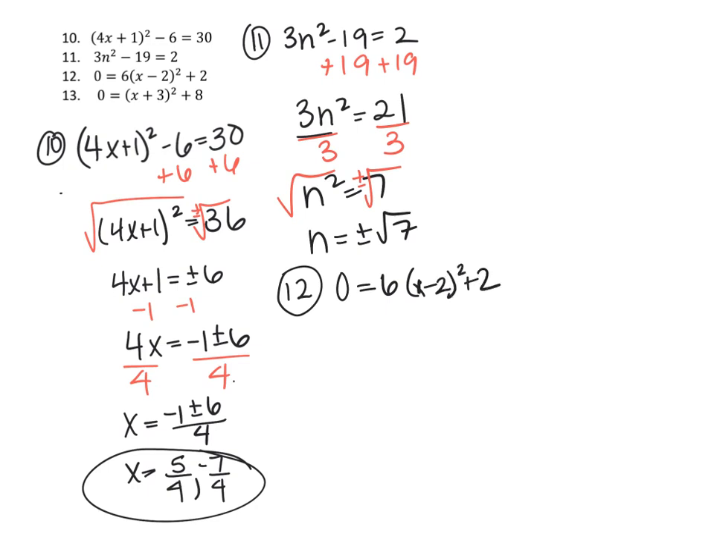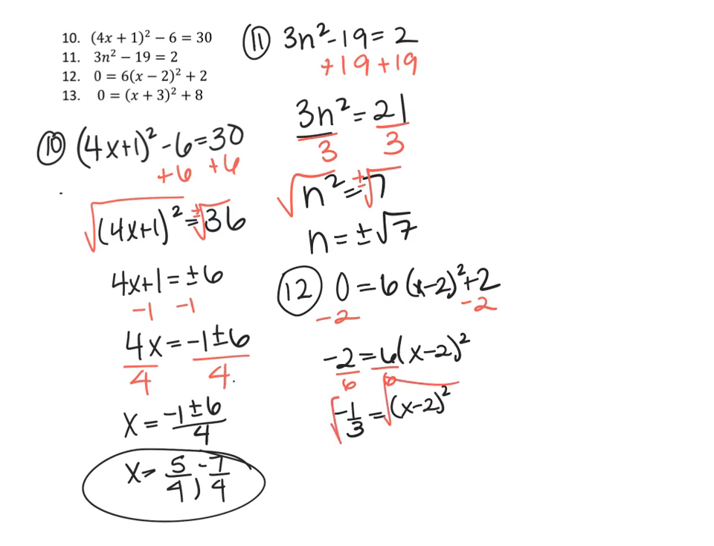Zero equals 6 times the quantity of x minus 2 squared plus 2. So I'm going to start by subtracting 2. So we get -2 equals 6 times x minus 2 squared. And then I need to divide by 6. I can't distribute into that because it has the square. So I get -1/3 equals x minus 2 squared.